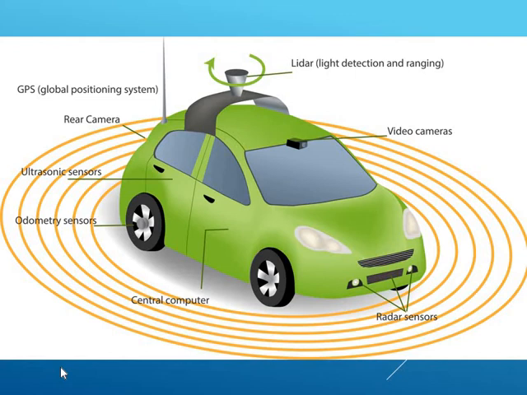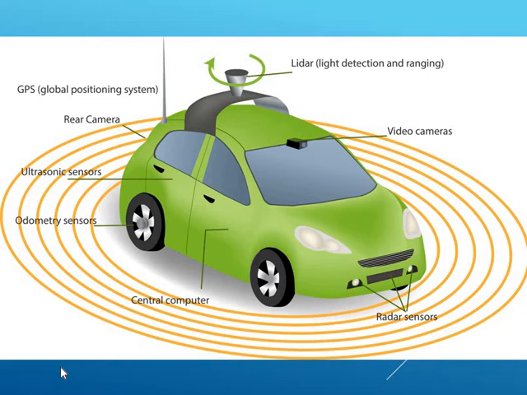LiDAR is used in survey applications to create high-resolution maps, and of course it's used in self-driving vehicles and robotics. The range is determined by the travel time of the beam, which of course is traveling at the speed of light. The reflectivity is measured from the light reflected back to the aircraft.